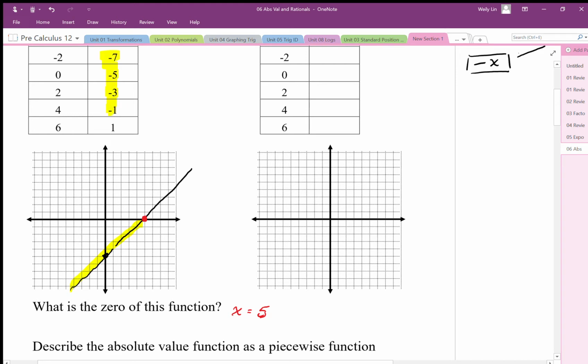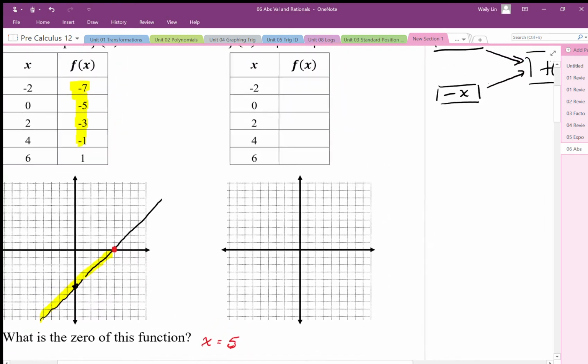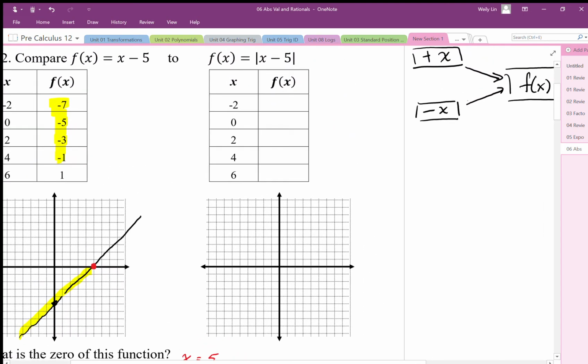Okay, so when we plug this in, our output, when we do the absolute value on all those negative coordinates, what's going to happen is it's going to flip over and we're going to end up with positive 7. So negative 2 absolute value, or negative 2 minus 5 is negative 7. Absolute value becomes positive 7. 0 becomes positive 5. 2 minus 5 is negative 3. Absolute value becomes positive 3. 4 minus 5 is negative 1. Absolute value becomes positive 1.